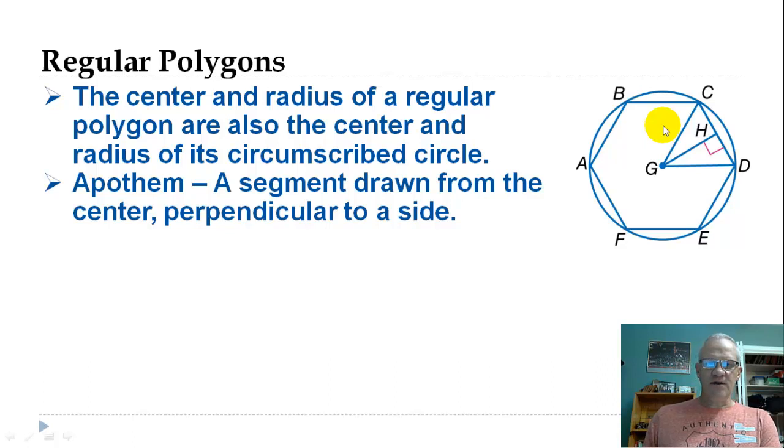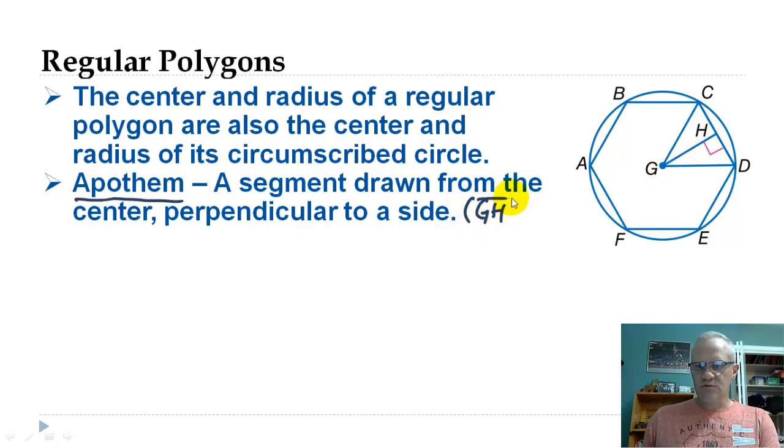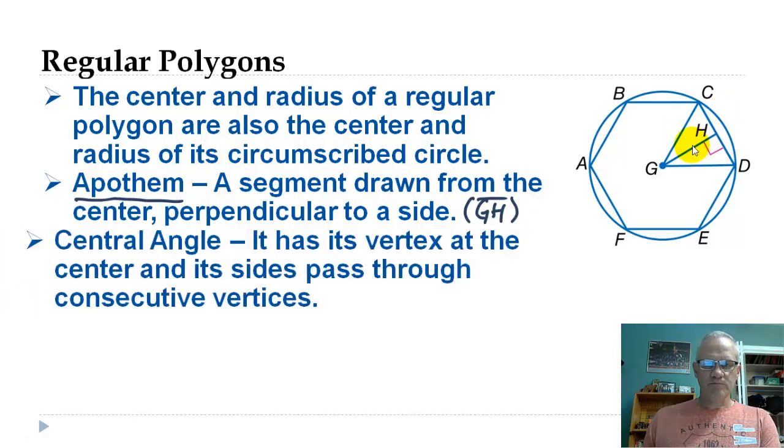Now this is something you may not have heard before, this word apothem. Okay, so the apothem, it's a segment that's drawn from the center perpendicular to a side of the polygon. So here, going from G straight to the side at a 90-degree angle, this is the apothem. Okay, so from G to H. So in this case, line segment GH would be an apothem there, okay?